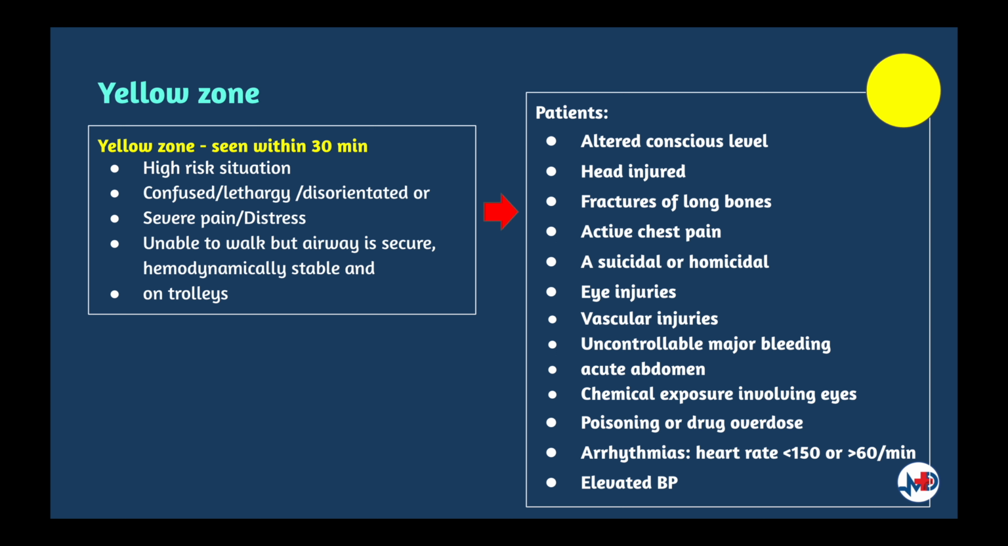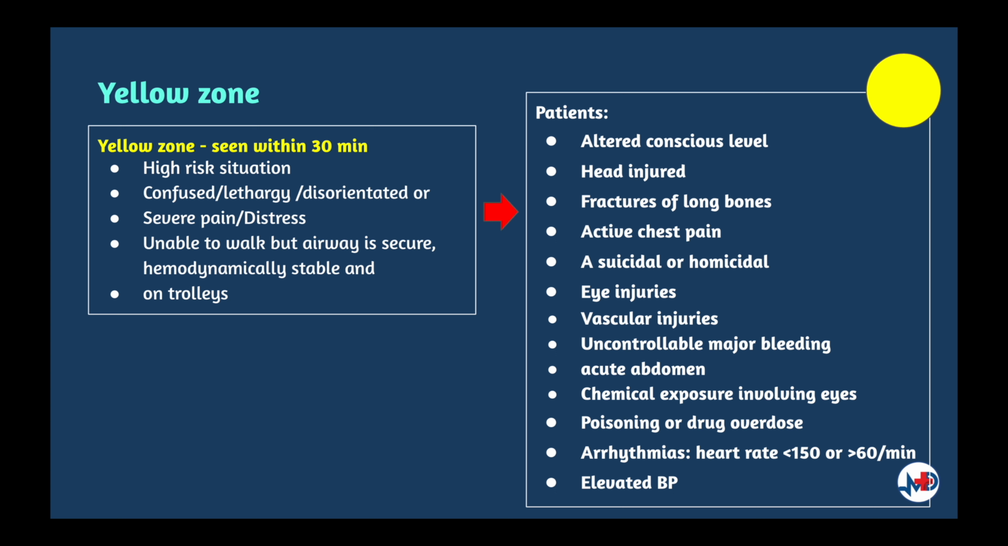Then we have the yellow zone. This zone is considered high risk, and patients here would be seen within 30 minutes of arrival to the zone. They include high-risk situations, confusion, lethargy, disorientation, or severe pain or distress, or sometimes unable to walk, but airway is secure, hemodynamically stable, and on trolleys.